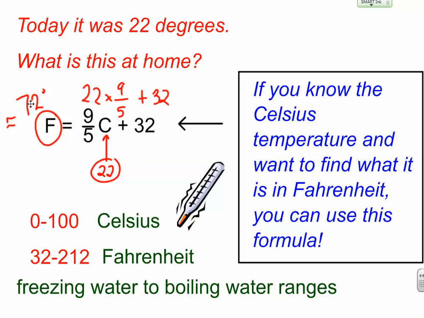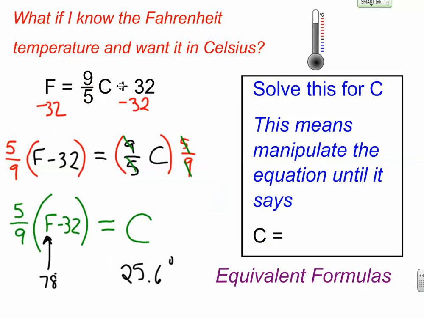And now if I'm a person who's from the United States, and I wanted to know, like Jabari wants to know, oh, it's 22 in Austria. Okay, what is that in Fahrenheit? I'm used to Fahrenheit. He would use this formula. But what would I do? How would I change this formula if I know the Fahrenheit and I want to know what the temperature is in Celsius? So I want an equivalent formula.